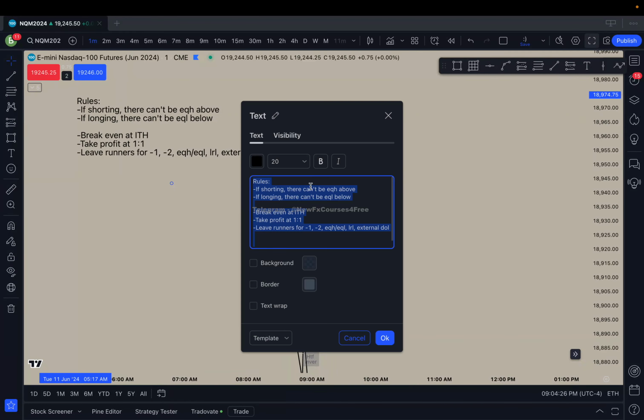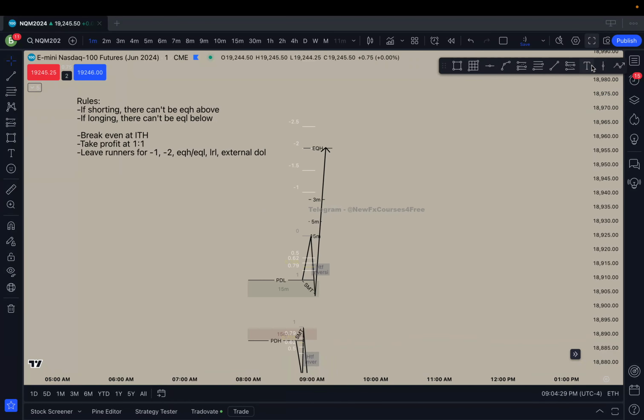All right, and then we'll go over the actual trade.